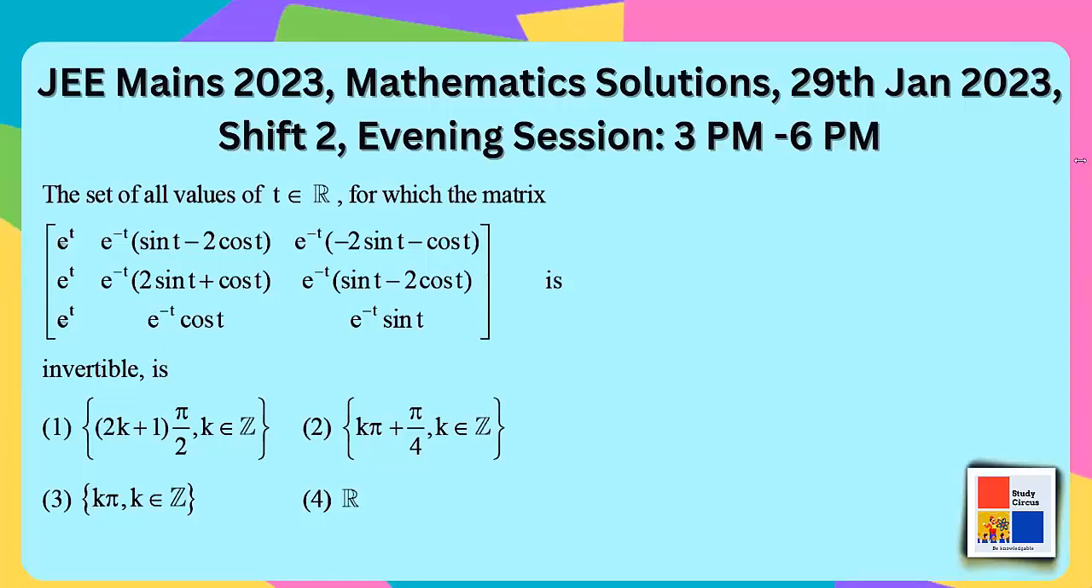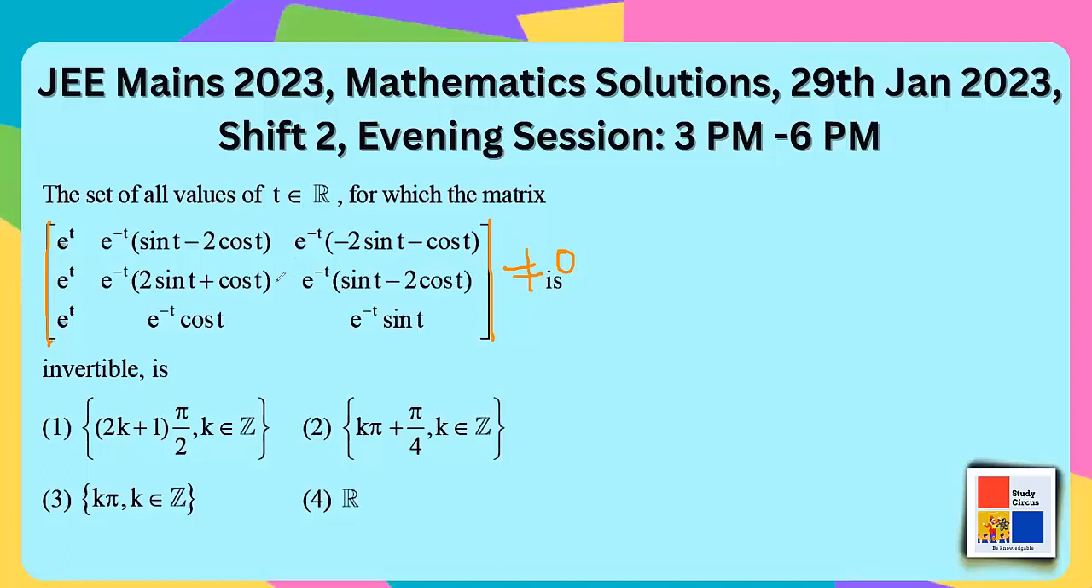So this question is saying that you have to find the set of all values of t belonging to real numbers for which the matrix is invertible, right? So a matrix is invertible when the determinant is not equal to 0, right? So the value of the determinant of this matrix should not be 0, okay? Then the matrix is invertible, right?